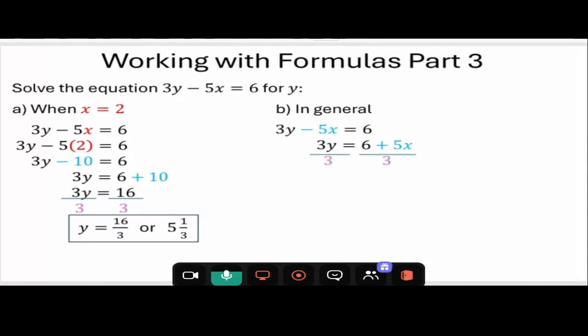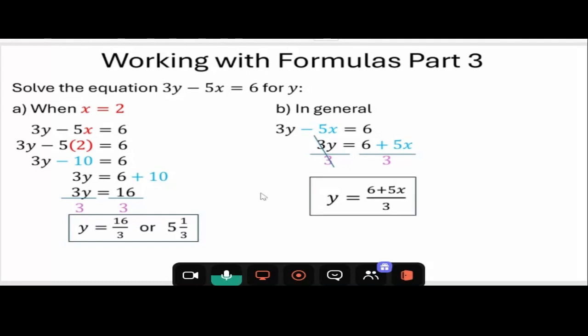I would like you to once again notice that even though this often feels a lot more confusing than when we know the numbers, it is actually easier to do these questions than it is to do the ones where we have the numbers. Look how many more steps it takes when we know what the numbers are. Then this, we just add the 5x over to the right, divide both sides by 3, they cancel, leaving just y. Boom, just like that.